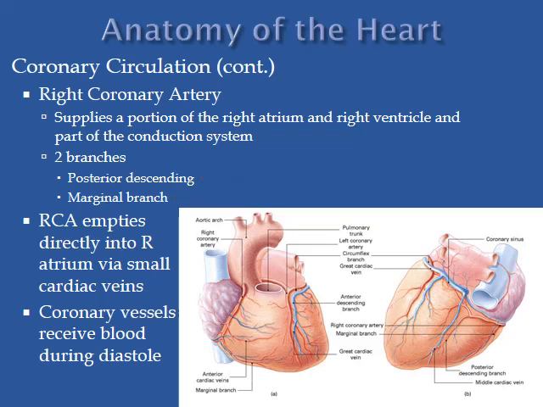The right coronary artery empties directly into the right atrium by way of some small cardiac veins, and both coronary vessels, right and left coronary arteries, receive blood flow during diastole. You got the squeeze, pushes blood up the ascending aorta, and then in diastole, when things relax and blood comes back down, it rushes into those coronary arteries.